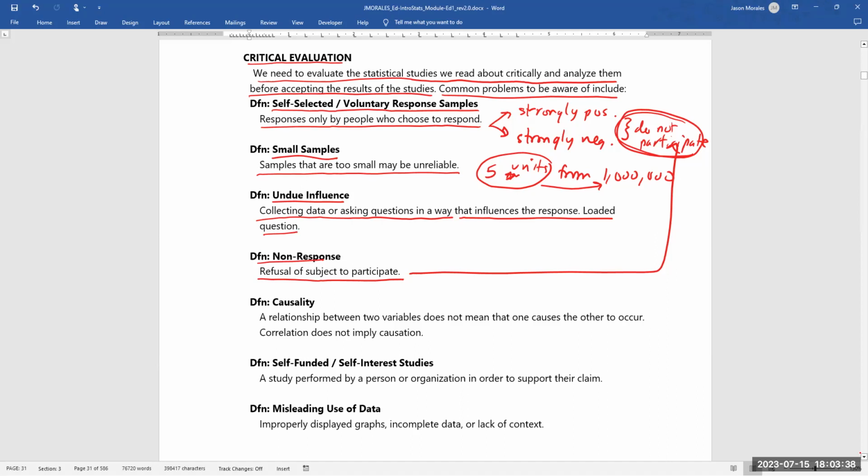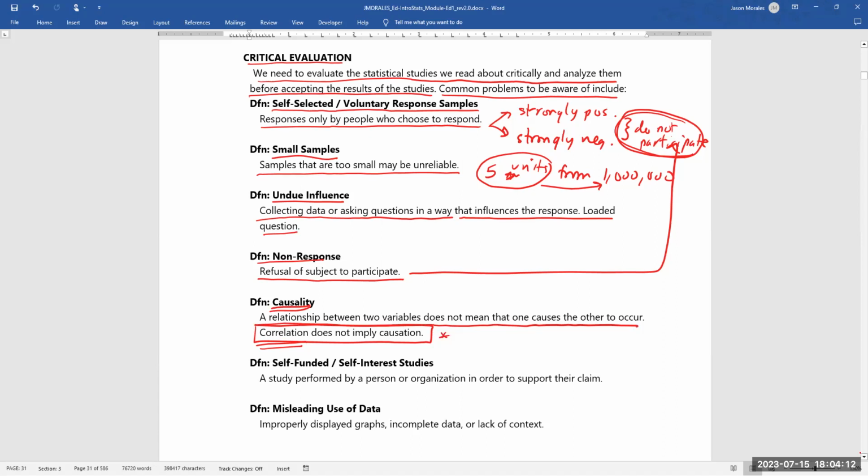Another area of sample bias is in the assumption of causality. So what is causality? A relationship between two variables does not mean that one variable causes the other to occur. And some place where you see this idea often is in terms of correlation. And correlation does not imply causation. And this is something that we will look at in more depth later.